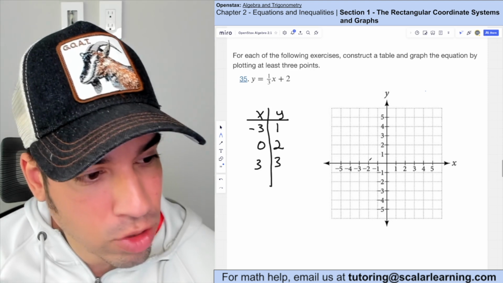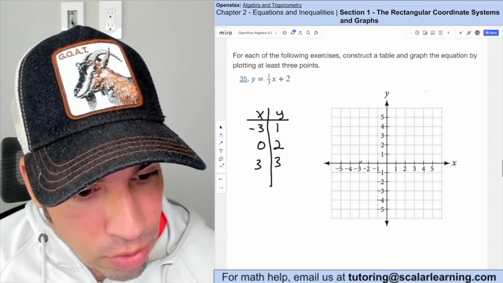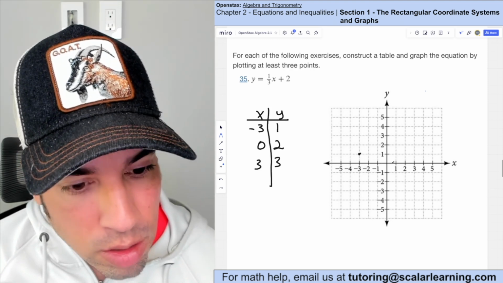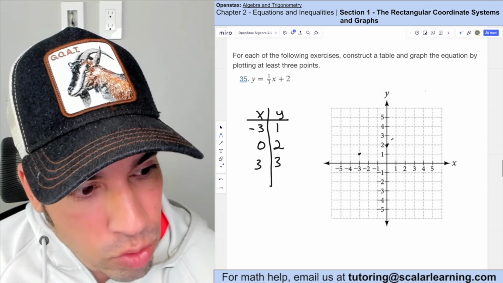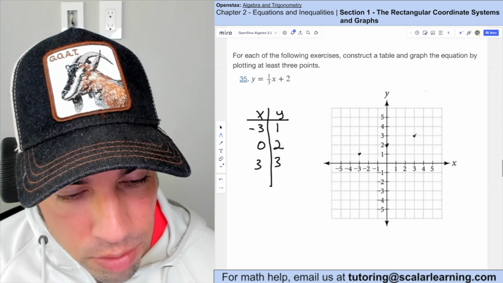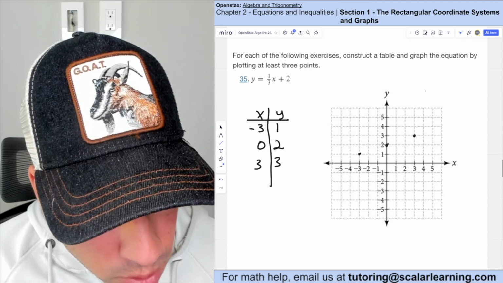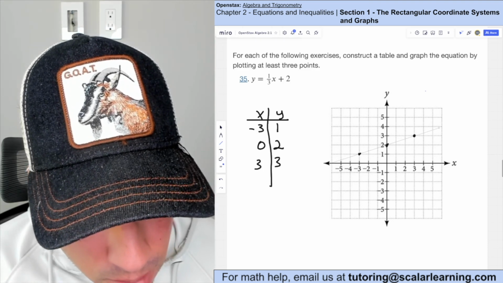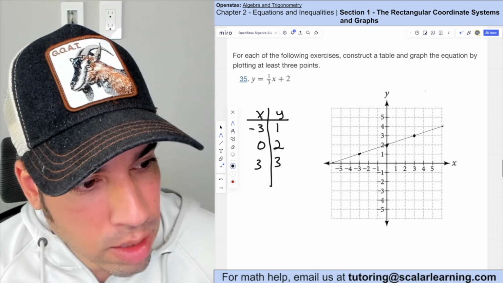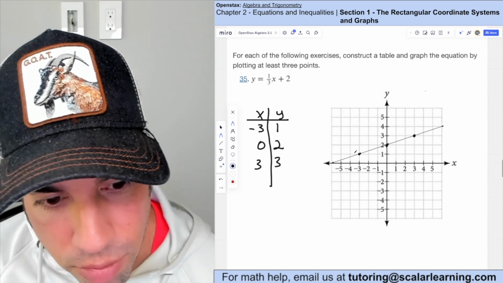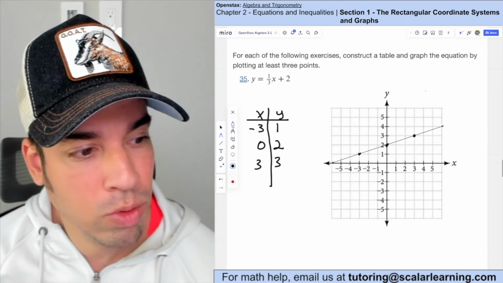So check it out. I'm going to plot these 3 points. So I got -3, +1, 0, +2, 3, +3. So now I've got these 3 points, and I'm going to just thread them with a nice line. I got arrows on both ends to indicate that it goes on forever in either direction. There we go. Boom, done.